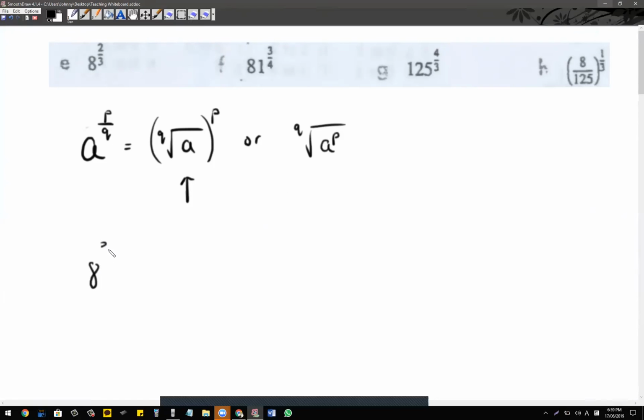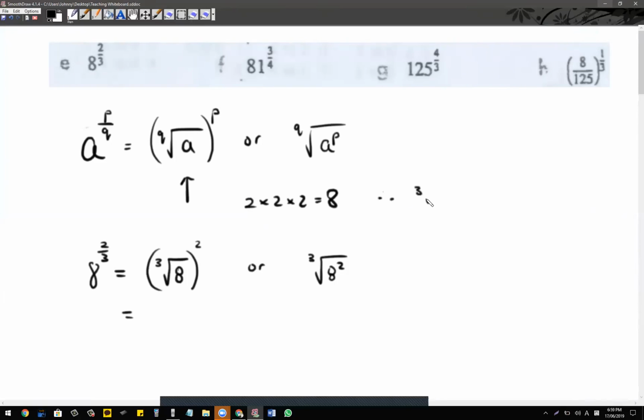So 8 to the power of 2 on 3. That's the same as the cubic root of 8 and then squared, or the cubic root of 8 squared. The cubic root of 8 is 2, because 2 times 2 times 2 is 8. So therefore the cubic root of 8 is 2. 2 times 2 is 4, and if you take the square root of 4, you get 2, right? So anyway, this is 2 to the power of 2, so this is 4.